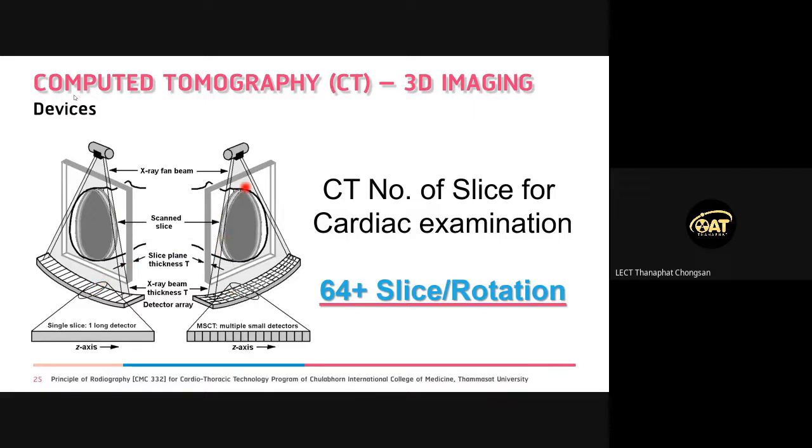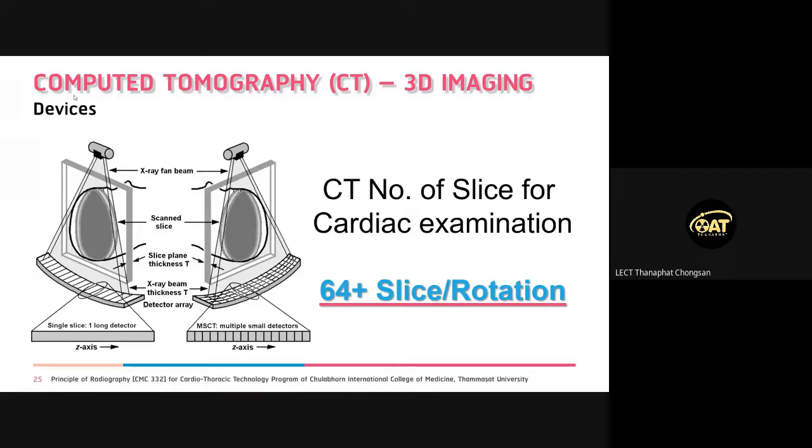But with this machine, in one rotation of the accelerator around the patient, the machine can get many images from one rotation. Such as 64 slices per rotation, we will get 64 slice CT images from one accelerator rotation.